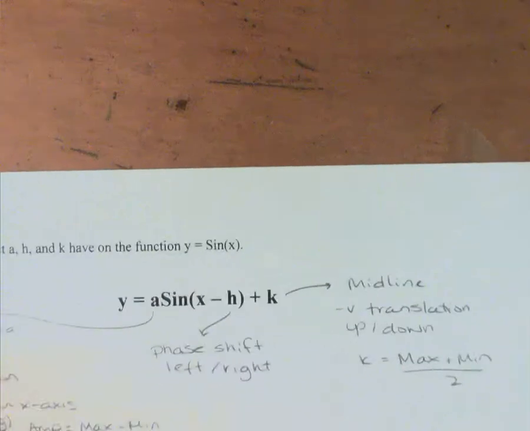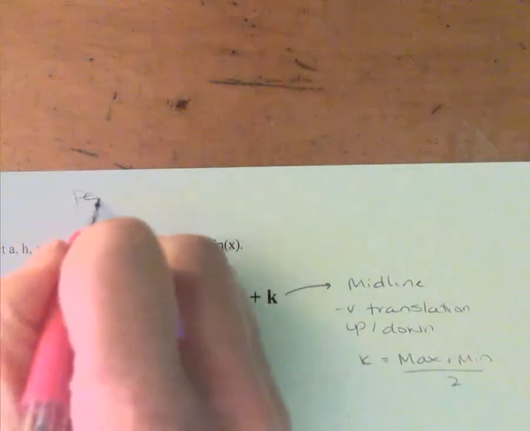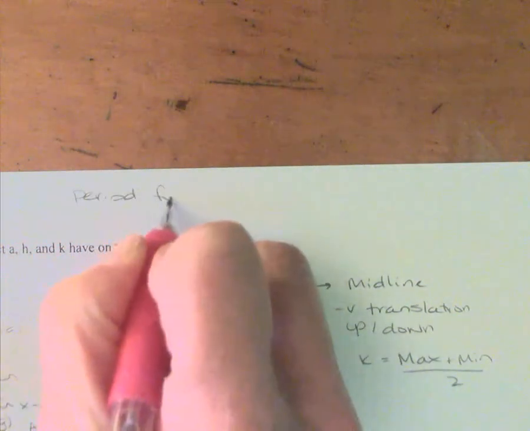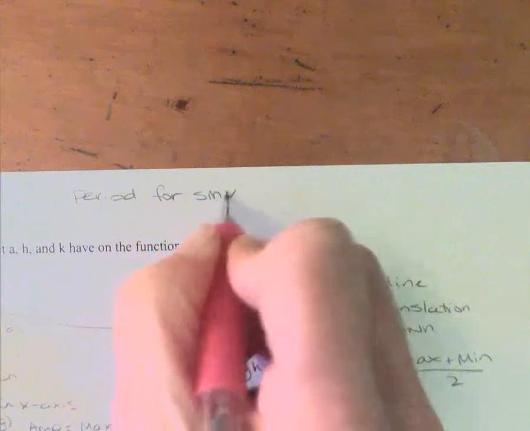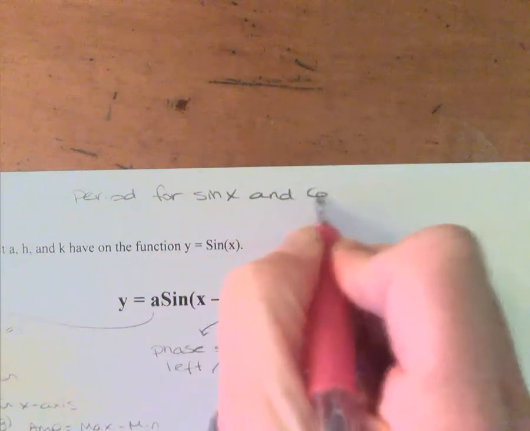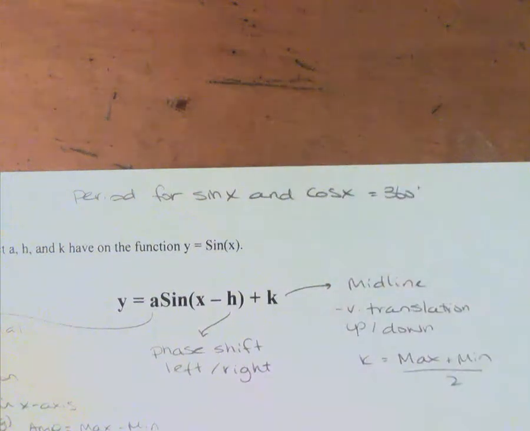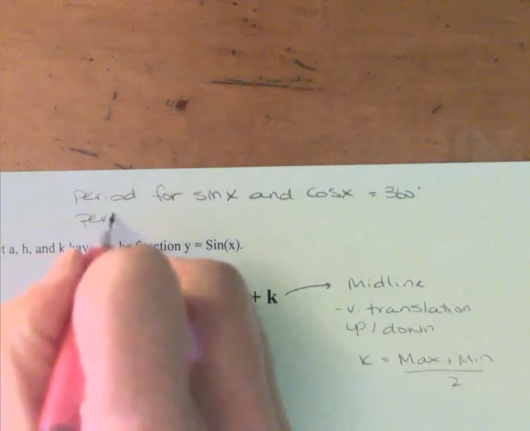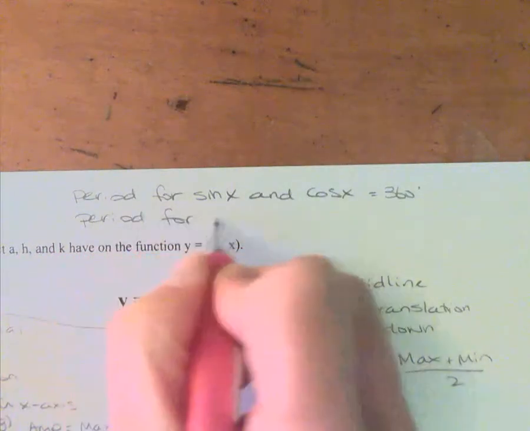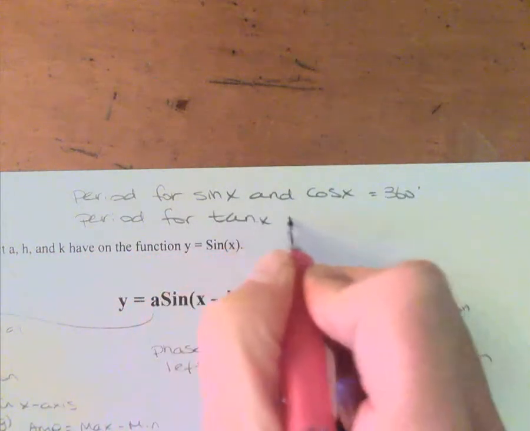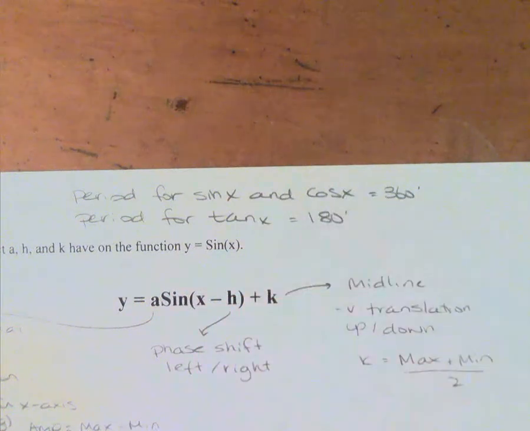The other thing that's important to note is the period, the length of time it takes for one cycle to occur. So the period for sine x and cos x is 360 degrees. The period for the graph tan x is only 180 degrees.